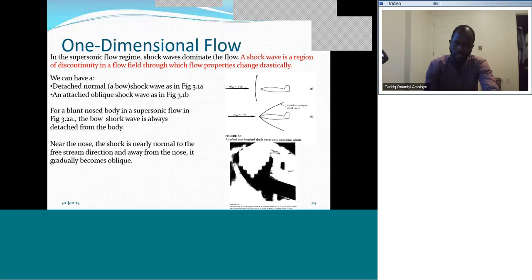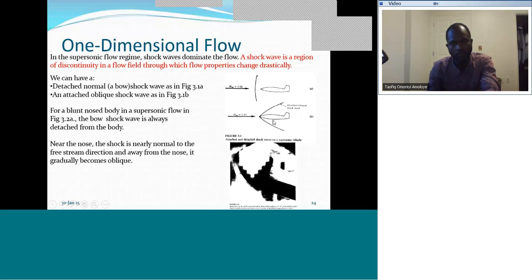And it usually occurs in front of blunt nosed bodies in supersonic flows, and it's usually detached from the body. But for pointed nosed bodies, like that which is depicted in figure 3.1b, you have attached oblique shock waves, and that is because the shock wave has some kind of angle of inclination relative to the body. So that is why they are called oblique shock waves.